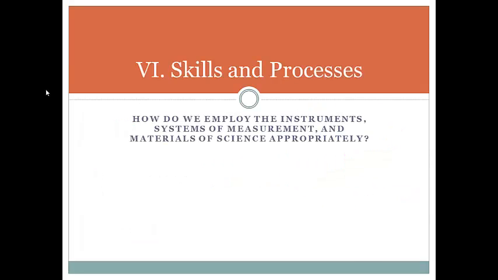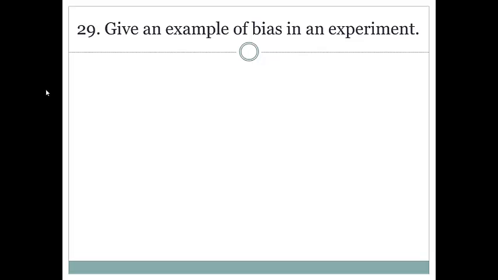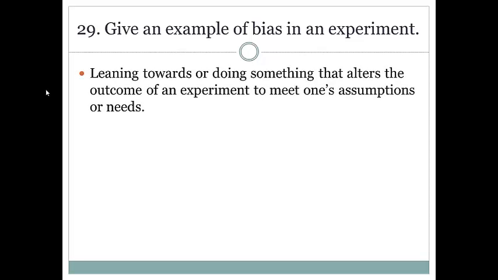Last section is called skills and processes. So give an example of bias in an experiment. So bias is a really big problem in experiments. Scientists are always trying to remove bias to make their experiment as objective as possible. So bias is whenever you lean towards something or you do something that alters the outcome of an experiment to meet your assumptions or to meet your needs.